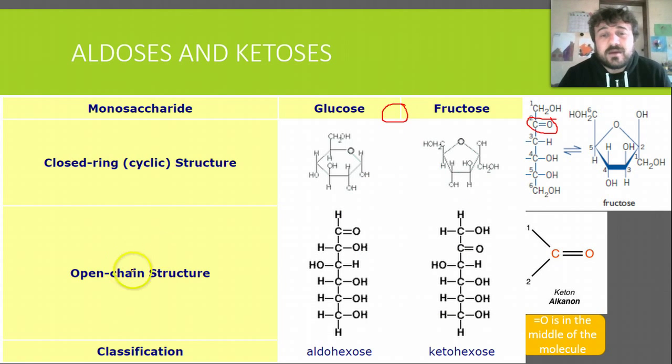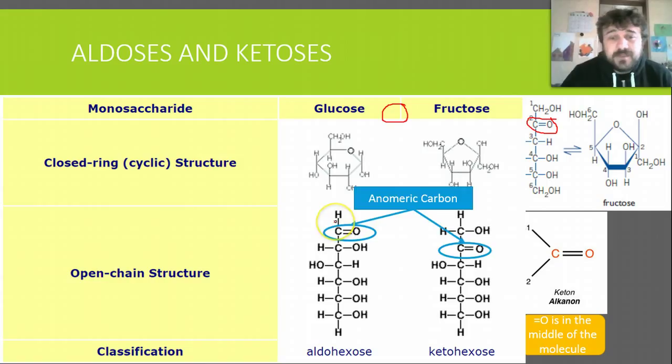Okay, so here's a quick little summary. We're only looking at monosaccharides so far. We've got glucose and fructose. Here's the structure. You need to remember those. You kind of need to know them. Here's the open structure again. There are our anomeric carbons. One is at the end, one is in the middle.